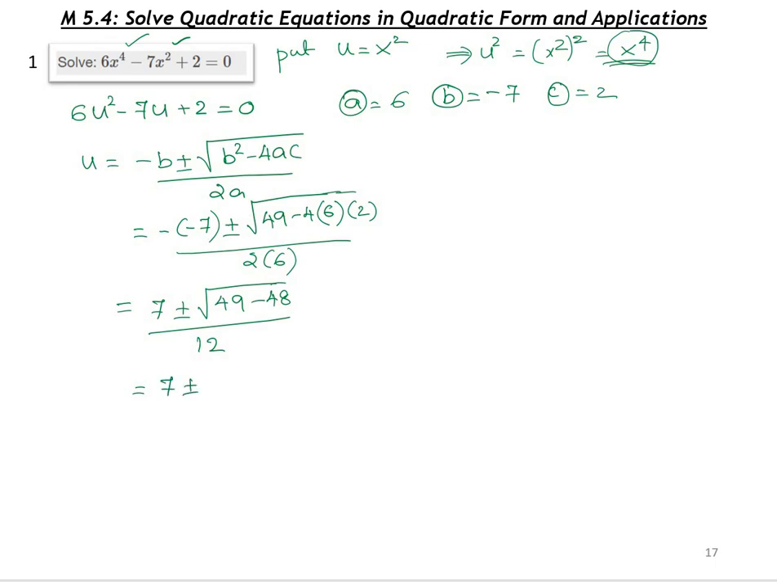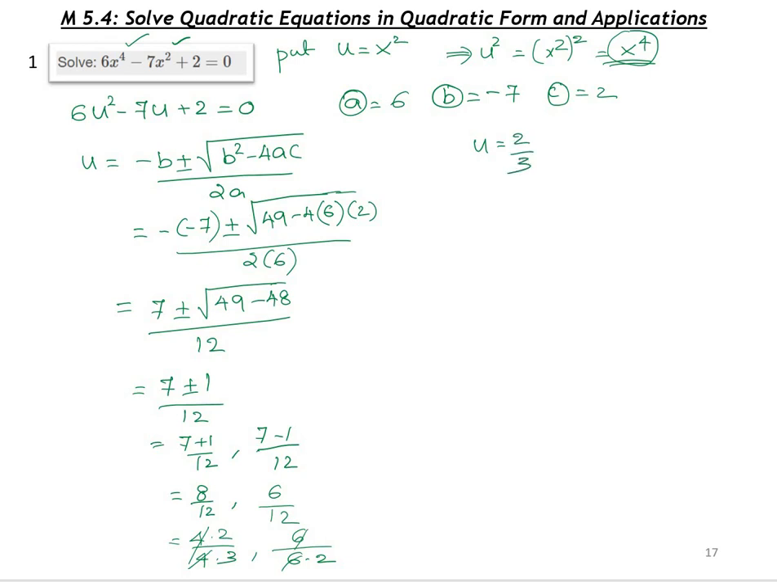7 plus or minus square root of 49 minus 48 is 1, divided by 12. That is 7 plus 1 divided by 12, or 7 minus 1 divided by 12. That is 8 over 12, or 6 over 12. This is 4 times 2, and this is 4 times 3, and this is 6 over 6 times 2. Cancel out. So we get u is equal to 2 over 3, or u equal to 1 over 2.